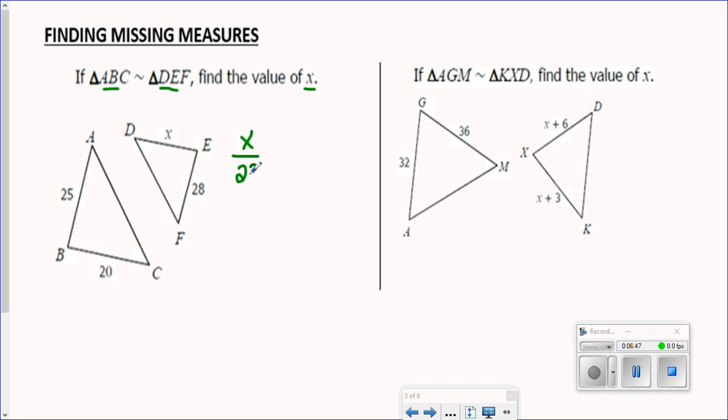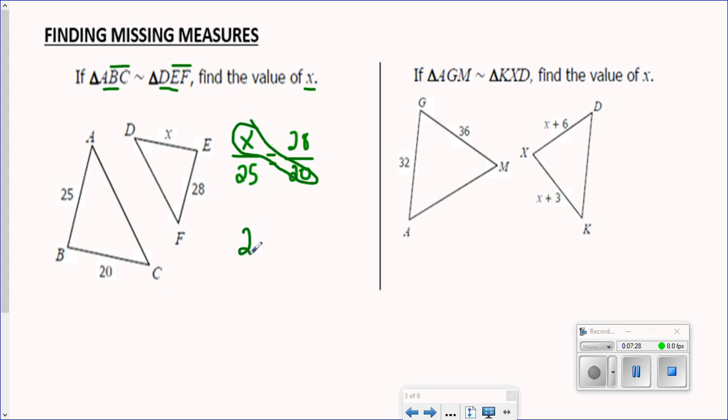So now I've got x over 25 is equal to... now I'm going to come back to my original triangle, and the only other bit of information I know is here, which is the 28, divided by... now the 28 is on side EF, so what matches with EF? BC, and BC is 20. It is important to use your similarity statement to match your pieces up so you can set up your proportion correctly. Now, we just practiced doing proportions, so you're going to cross multiply.